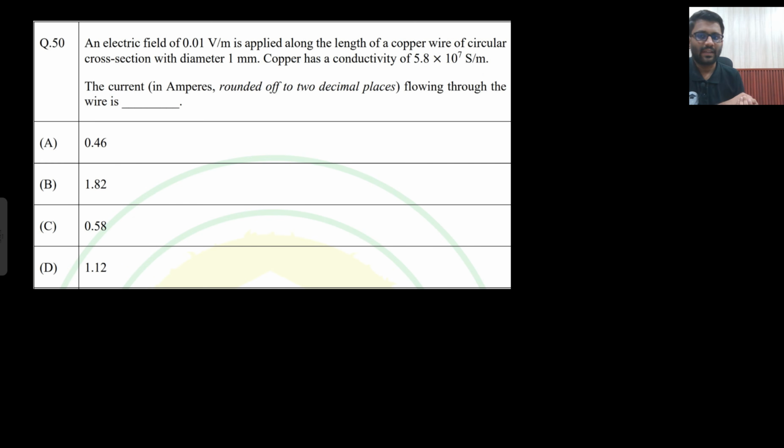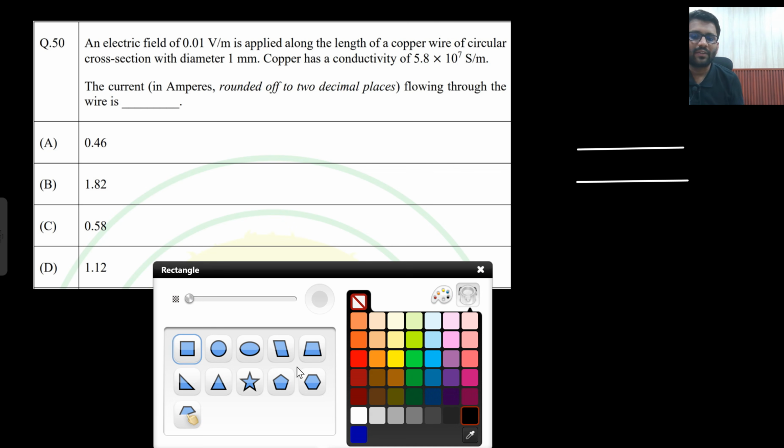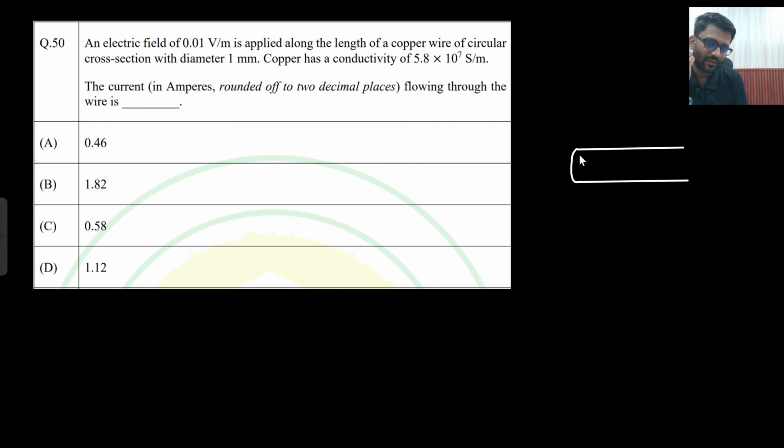Let's solve this one. An electric field of 0.01 volt per meter is applied along a length of copper wire. This time they have given a copper wire having a circular cross section of diameter 1 millimeter. So this is a copper wire. They did not give a semiconductor this time. This time they gave the wire, and it has a circular cross section. So can you find out the cross section area? Yes. The diameter is 1 millimeter, so the radius will be 1 by 2 millimeter. Do we need the area? Let's see that. Conductivity is given. I need to find the current.